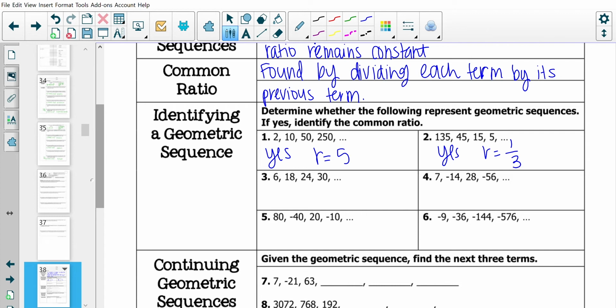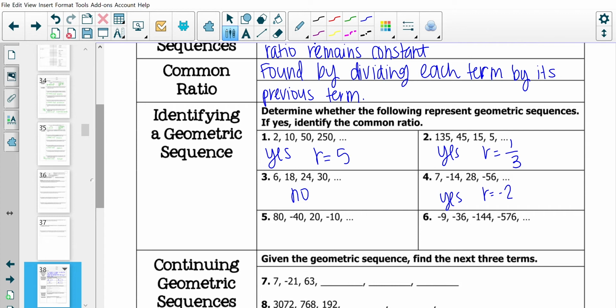Okay, 18 divided by 6, 3. 24 divided by 18, not 3. So it's just no. There is no R. Okay, negative 14 divided by 7, negative 2. 28 divided by negative 14, and negative 56 divided by 28. So yes, R equals negative 2.